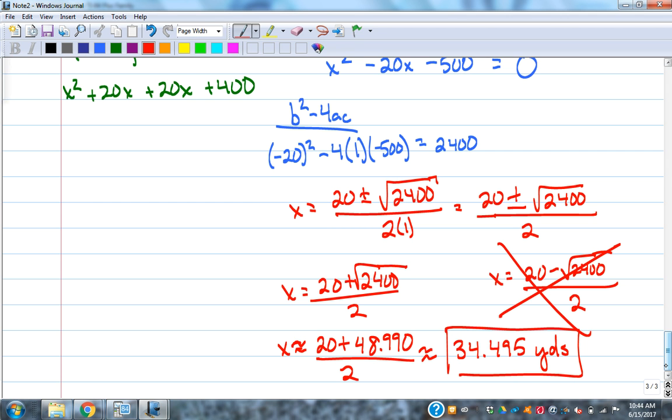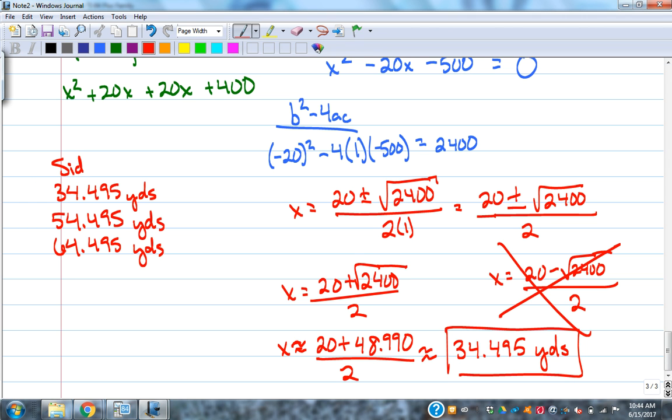So 34.495 is the first leg. The longer leg was 20 yards longer than that, so that'd be 54.495. And then the hypotenuse was 10 yards longer than that, so that'd be 64.495. And that gets us all three sides that they ask for.